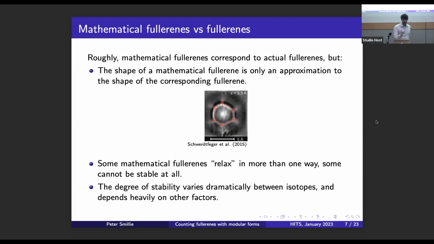One thing I wanted to say about this is that there's a heuristic criterion for stability that will come up in a later slide. If you have two pentagons next to each other, then it's very unlikely to be stable. So a tiling where no two pentagons are next to each other is said to satisfy the isolated pentagon rule. And at first approximation, it's probably more likely to be stable, to actually exist, to correspond to a real Fullerene.